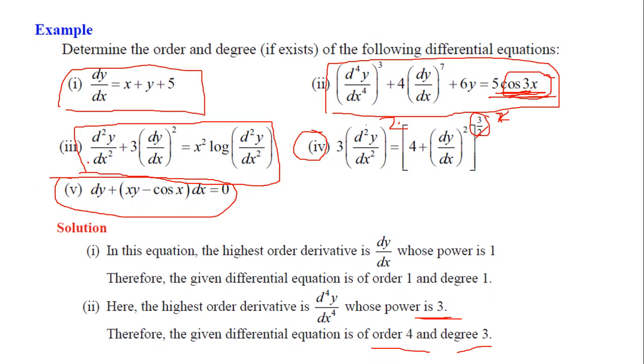For the third problem, what is degree, what is order? Order is 2 and degree is also 2, sir.